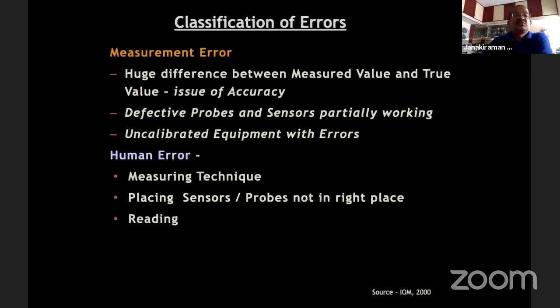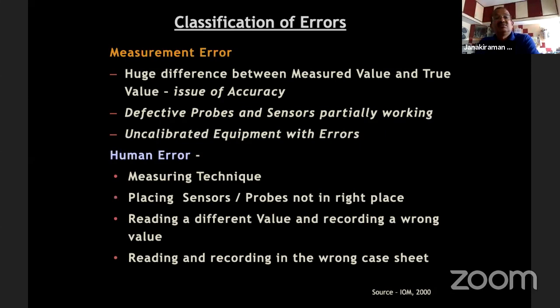The classification of errors: first, measurement error. There is a huge difference between the measured value and the value of the patient. Maybe because the equipment is defective, the probes and sensors are partially working. If they are not working, it's good. Partially working is very dangerous. Uncalibrated medical equipment, which has got errors, being used on a patient.